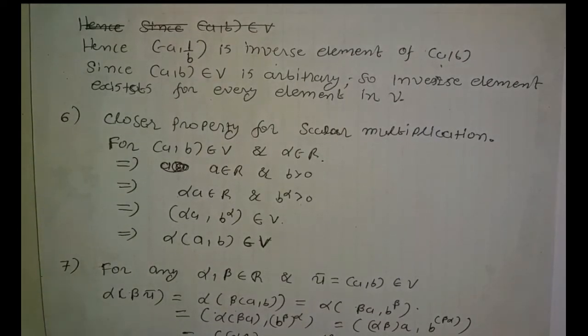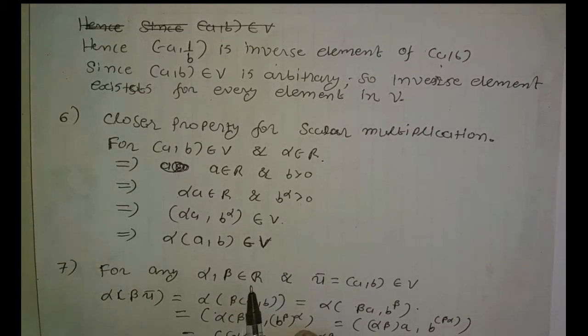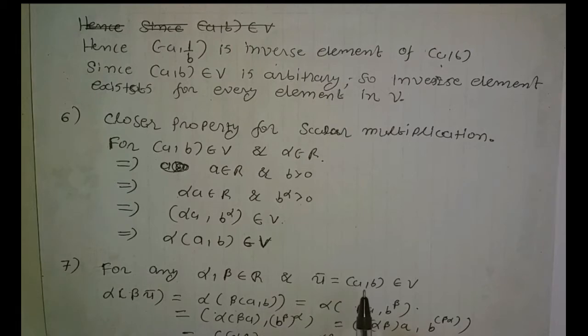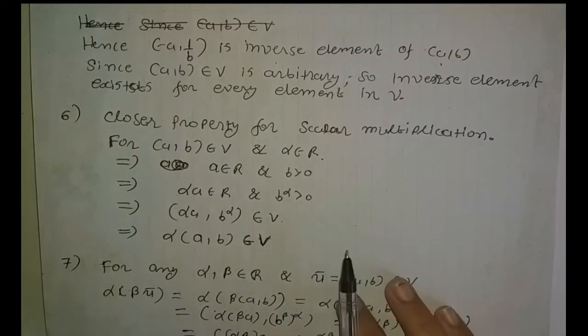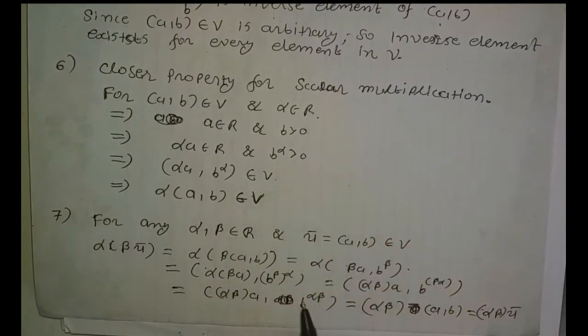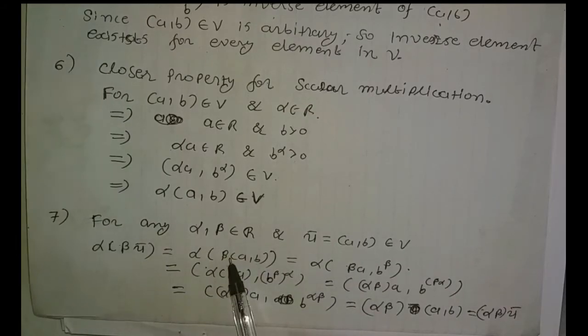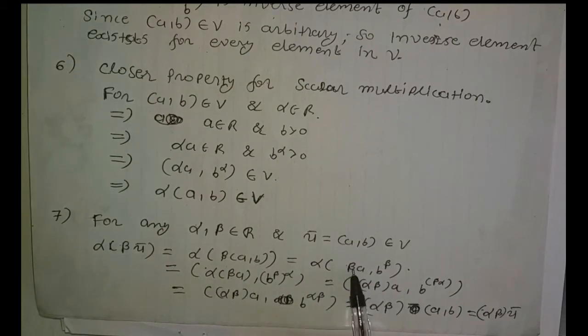Now the 7th property: consider two elements alpha, beta belongs to R and vector u bar is equal to vector (a, b) belongs to V. So alpha beta of u bar is equal to alpha beta of vector (a, b), which is equal to alpha. Now the definition of scalar multiplication, how is it defined? Multiplication with the first coordinate, so beta a, and power to the second coordinate, so b raised to beta.